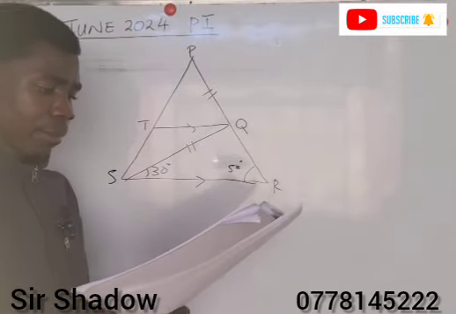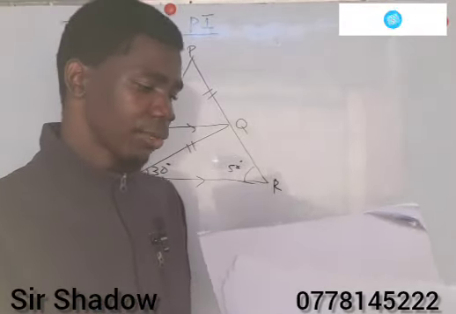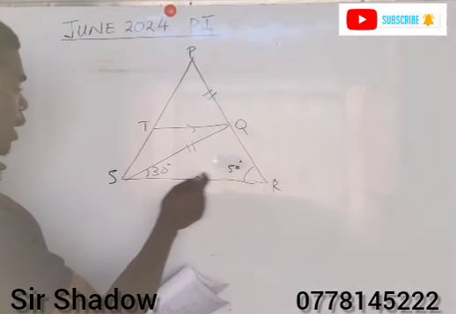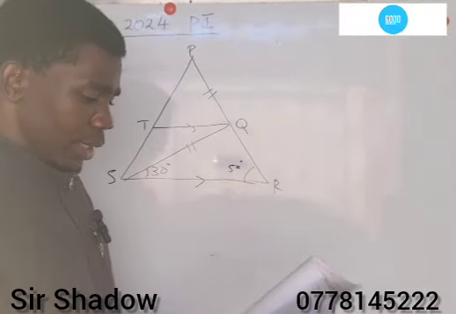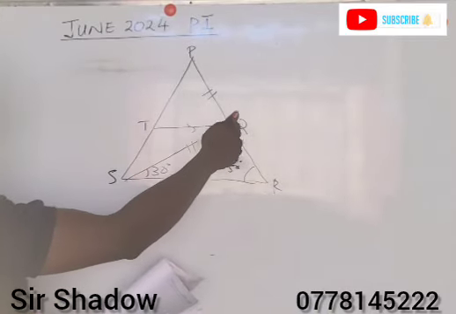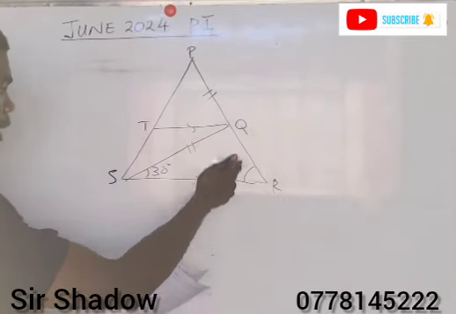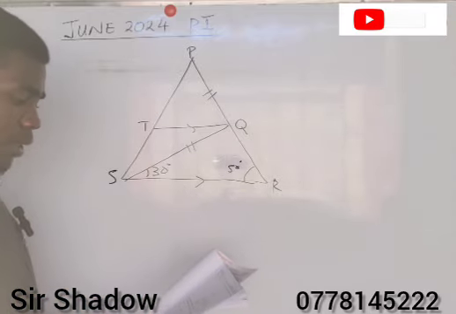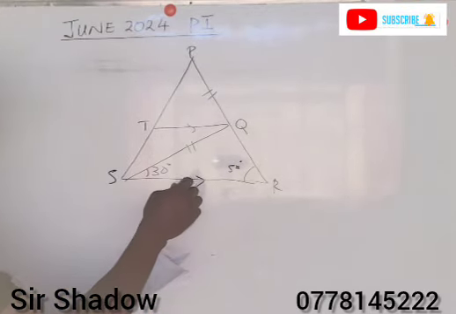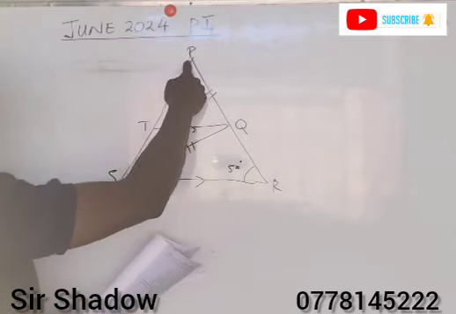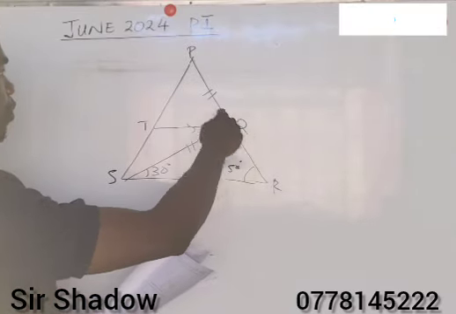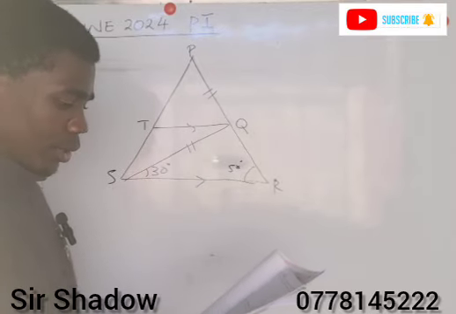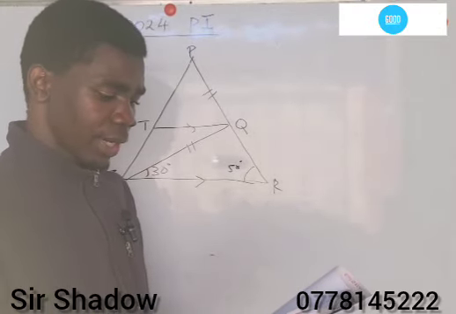Then in the diagram, PSR is such that QT is parallel to SR. We are given QRS is 50 degrees and QSR is 30 degrees. Then PQ is equal to QS. You are asked to find SQT.